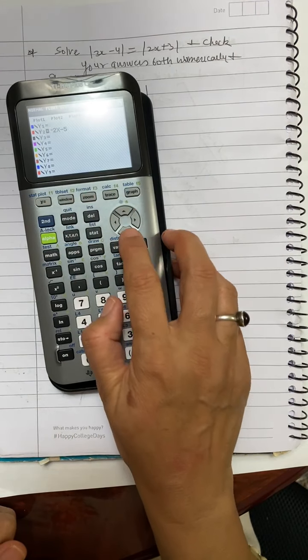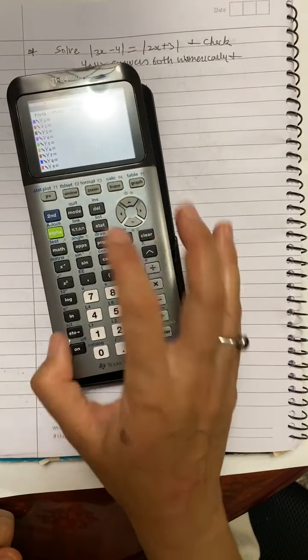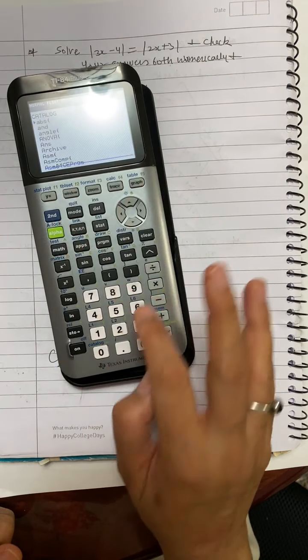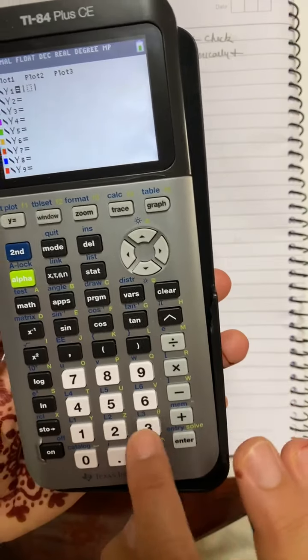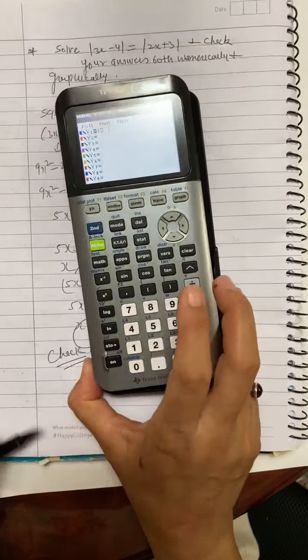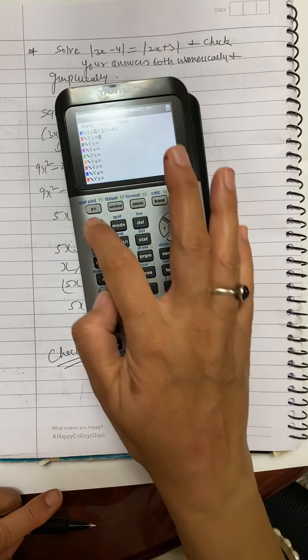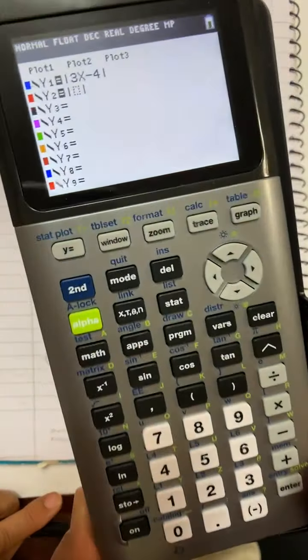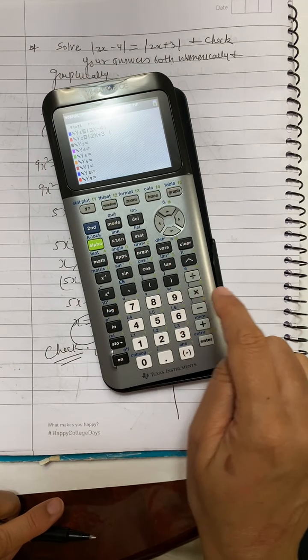For this example, I'm going to use the GDC to check. So let's graph. We have the absolute value of 3x minus 4. So you go to second catalog and choose absolute value. And now you have 3x minus 4. And then you have again second catalog, absolute value, and then you have 2x plus 3.